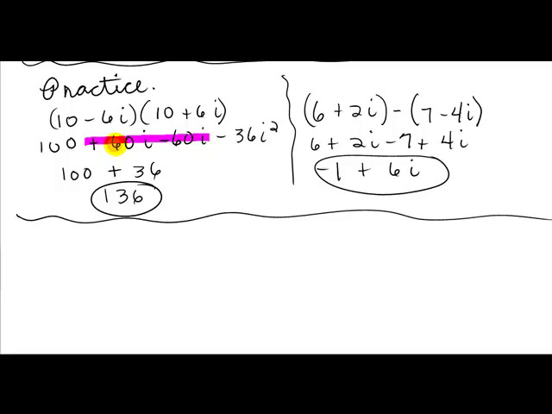Here I went ahead and did the FOIL and did everything and then showed you how the middle term cancels. So the quick way to do this is 10 times 10 to give us 100. Negative times positive is going to be negative. 6i times 6i is 36i squared. And remember that i squared there becomes -1. That's how we end up with a positive 36.